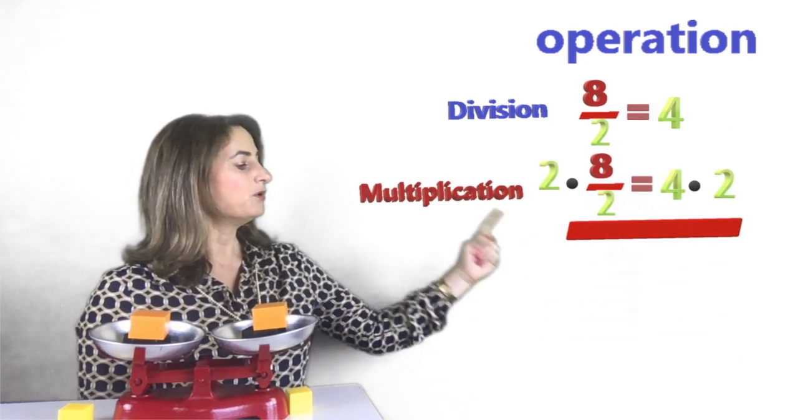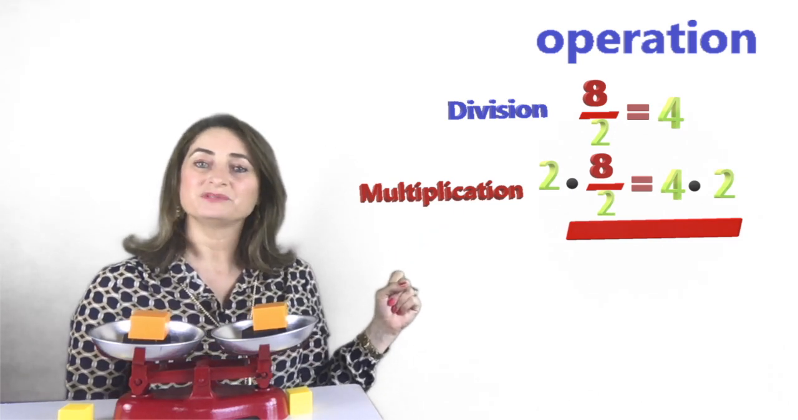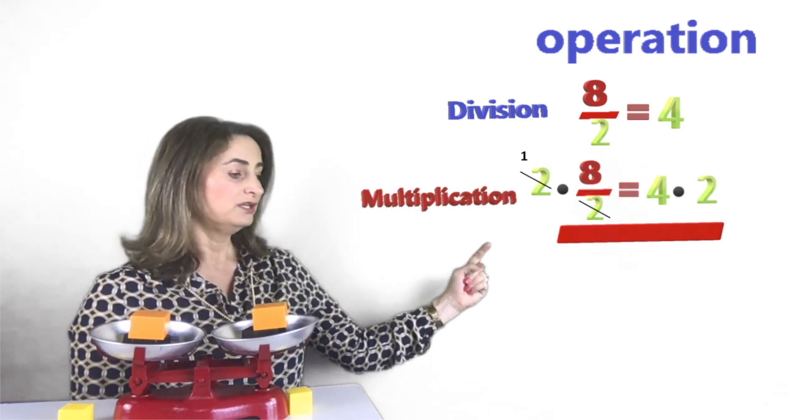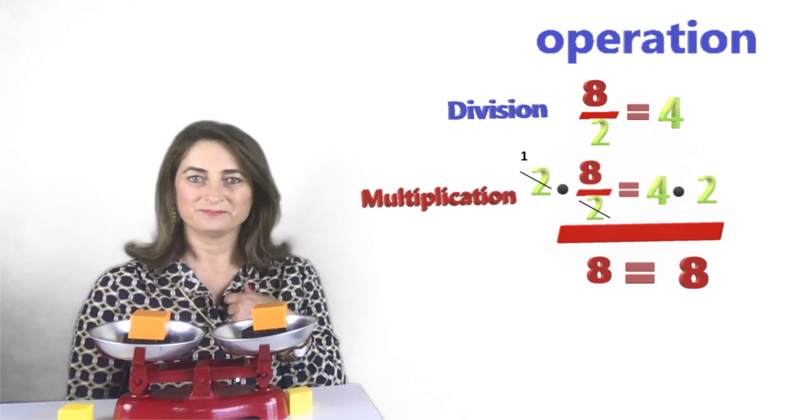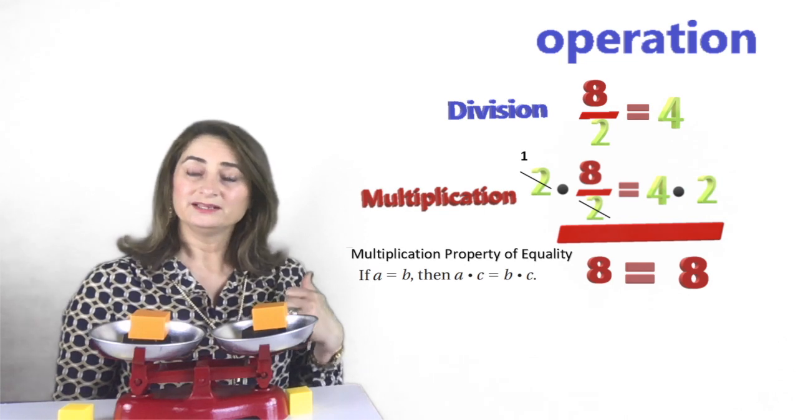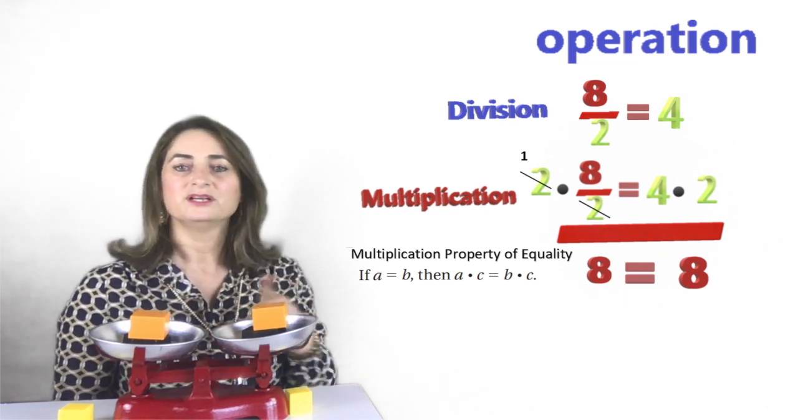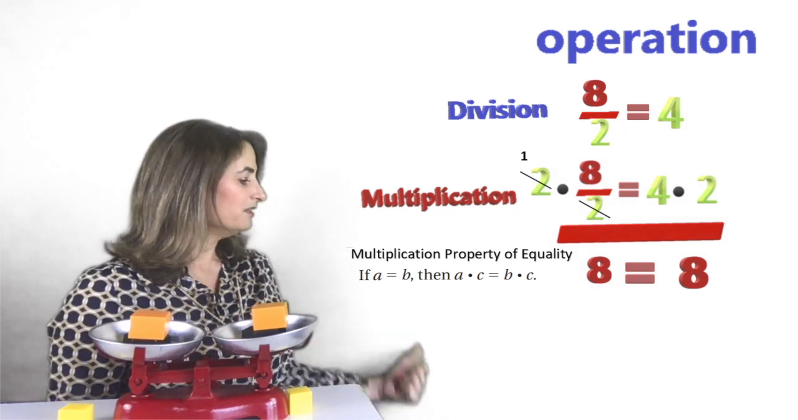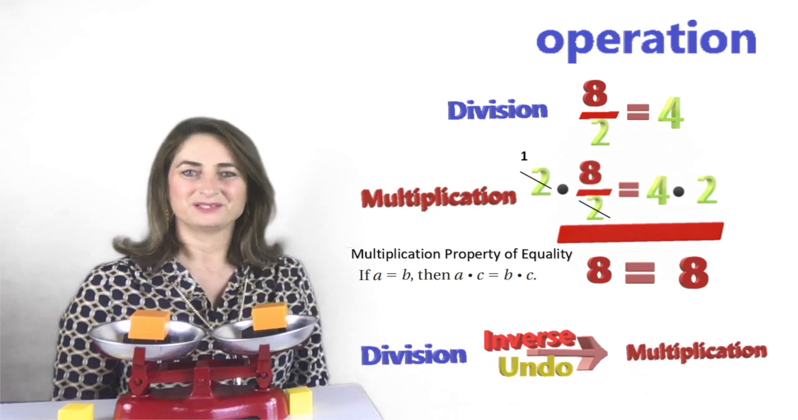Now I'm multiplying both sides by 2. And watch how I use the dot to represent multiplication instead of the x. Now 2 cancels the 2. You end up with 8 equals 8, and that is a balanced equation, which is the multiplication property of equality. That states if you multiply one side by a number and the other side by the same number, you will end up with the same or balanced equation. So to undo division, you use multiplication.